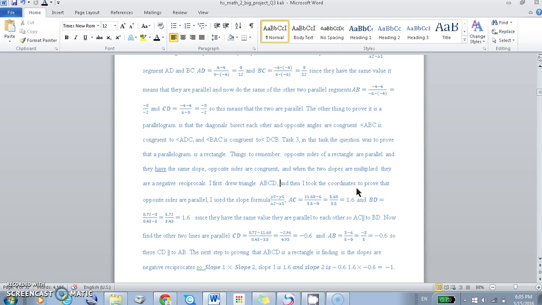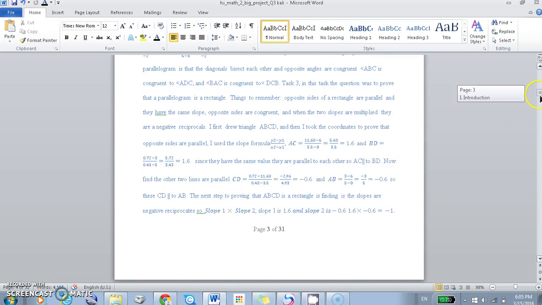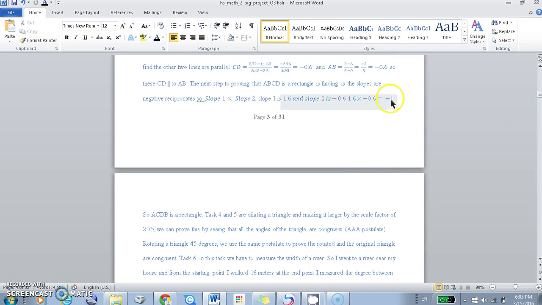I took the coordinates to prove that the opposite sides are parallel. I used the slope formula again, and since they have the same value, they're parallel to each other. Now I have to multiply the slopes together to see if they give -1, and they do.